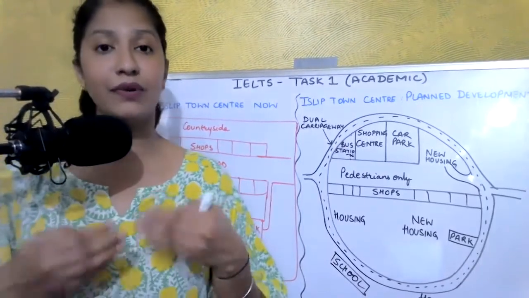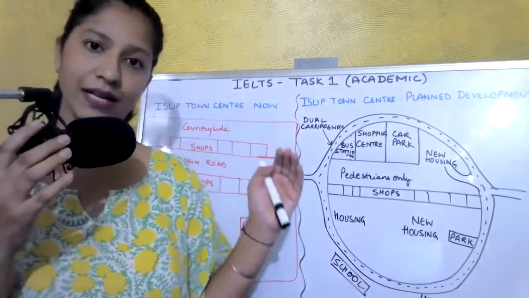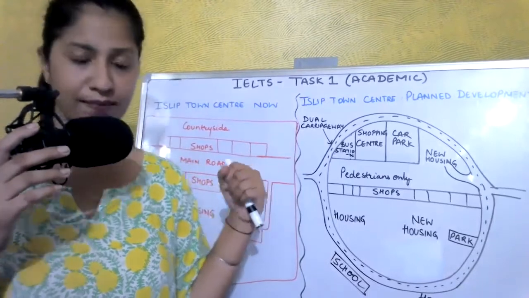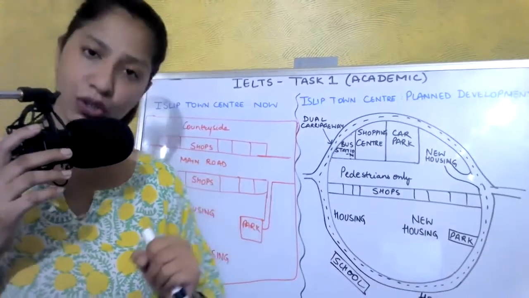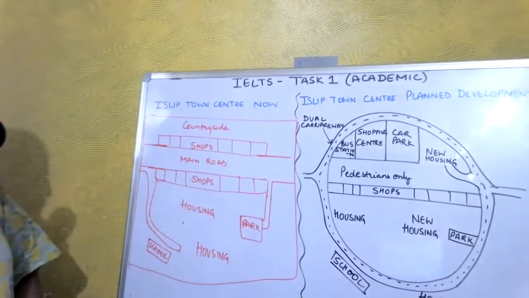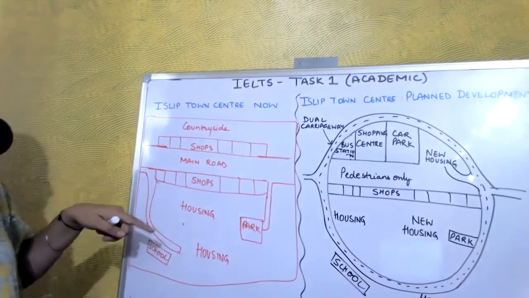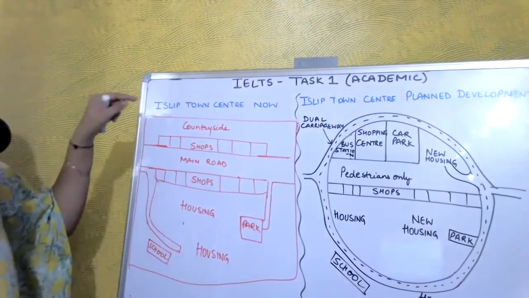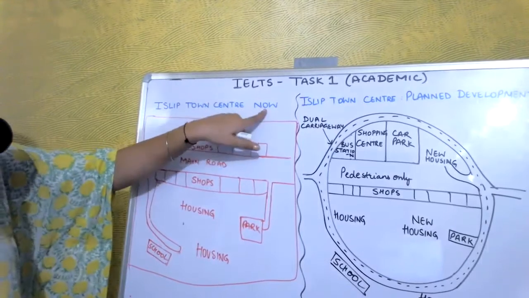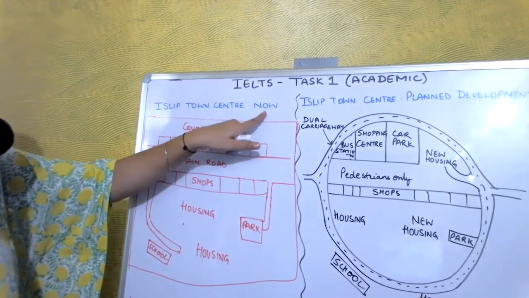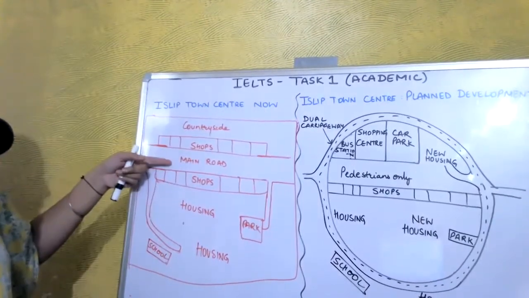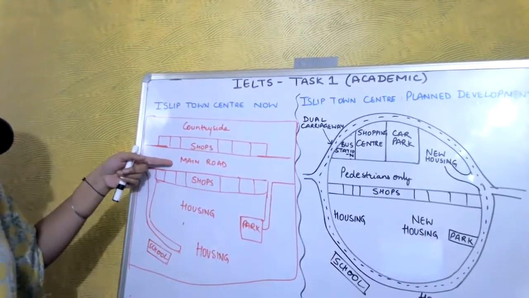Now I'll start summarizing my information. That is, now I'll start writing the details of these maps. That will be my paragraph number 2. Now see how you have to write para 2. In para 2, you'll start like that. At present, there is a main road.